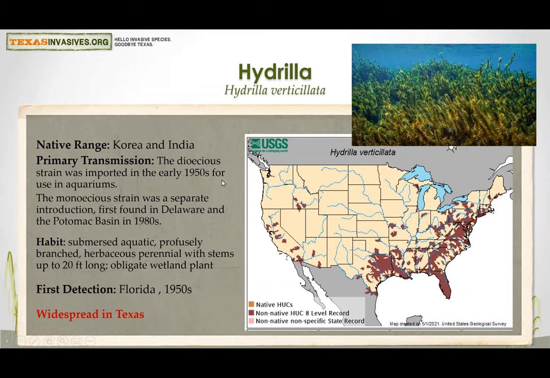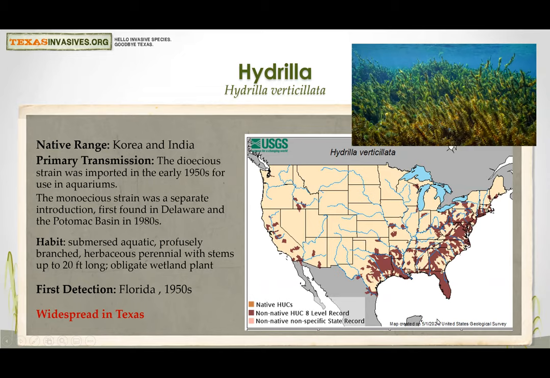The dioecious strain was imported intentionally in the 1950s for the use of aquariums, and the monoecious strain was a separate introduction, first found in the Delaware area and the Potomac Basin in the 1980s. So the dioecious one, the one intentionally brought in for aquariums, was first detected in Florida. And as you can see, it is found throughout Florida. It has taken up many areas in Texas that feed into Mexico, even through California.